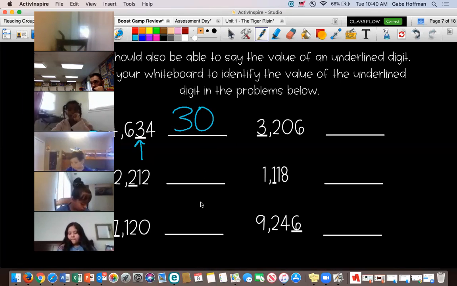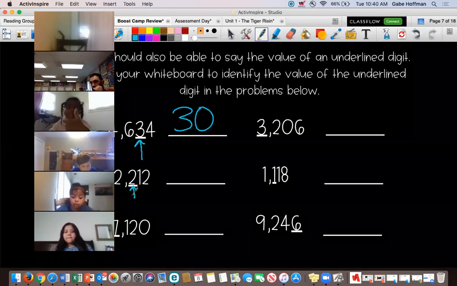All right, the next one is 2,212. This is what we're finding out the value of. So write it on your whiteboards and don't show it yet. Give me a thumbs up when you're ready.